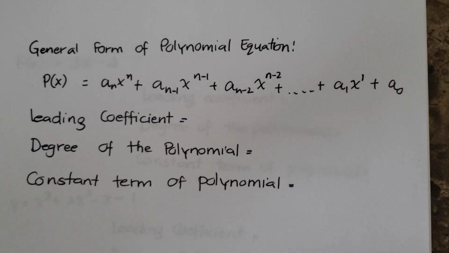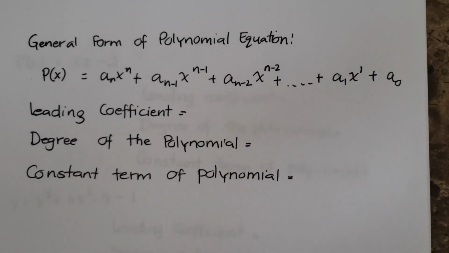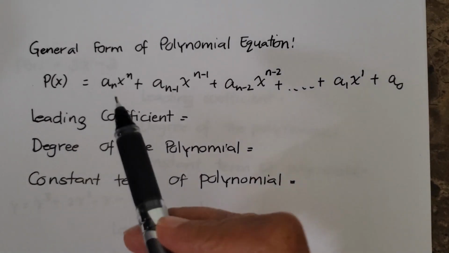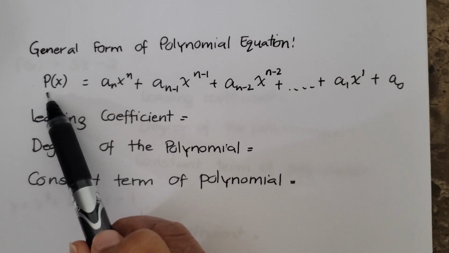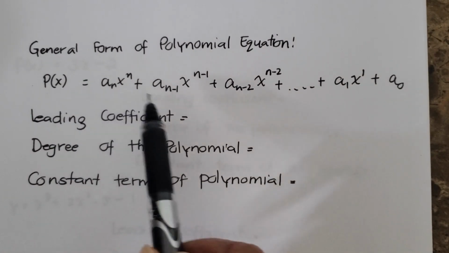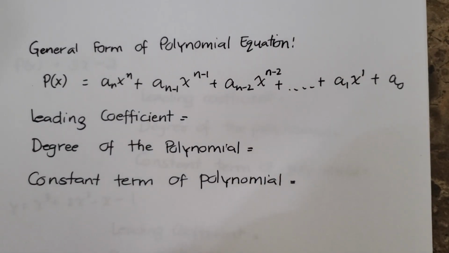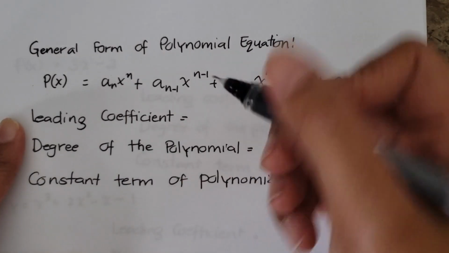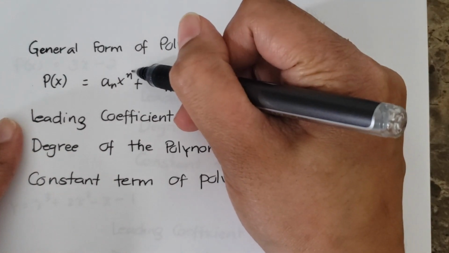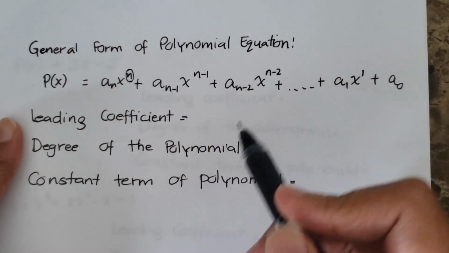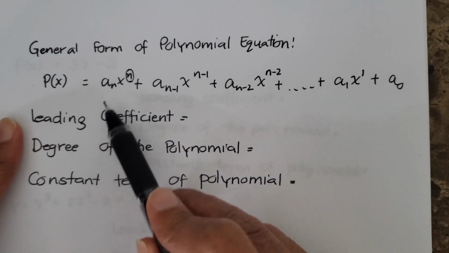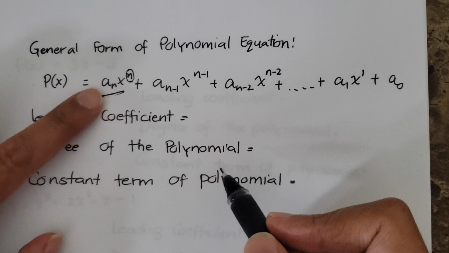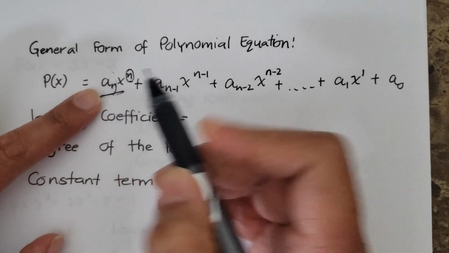Okay guys, so here we have our general form of polynomial equation, and now we're going to learn how to get the leading coefficient, degree of the polynomial, and constant term of the polynomial. So here we have to first find out the highest power of x in this whole equation, and here n is our highest power of x compared to n minus 1 and n minus 2, which means we have to look at this a_n times x raised to power n in order to get the leading coefficient.